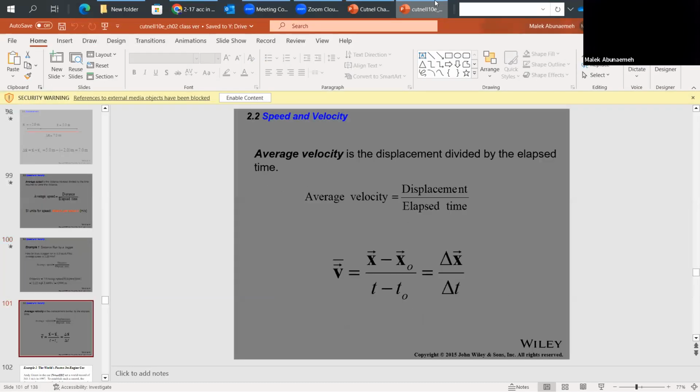Yep, that's correct. Now, the average velocity is the displacement divided by the elapsed time. And that's what we just saw, which is going to be your average velocity, your x minus x naught over t minus t naught, which is your delta x over your delta t.